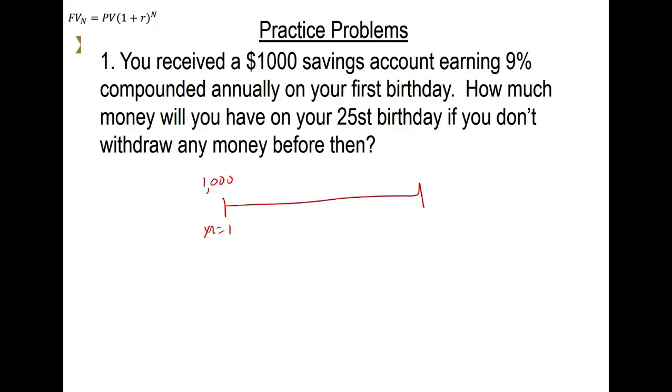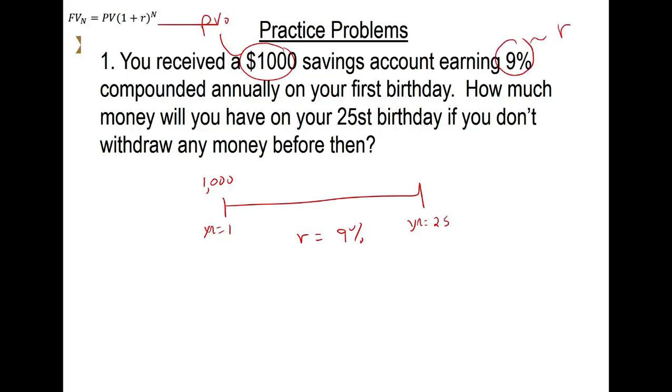Now you know that the R, or interest rate, under these conditions is 9%. And the question is, how much money will you have when you are 25 years old, on your 25th birthday? And we assume that you're not going to withdraw any money before that, right? So what are we being asked? First of all, what is this? This is the present value, today.